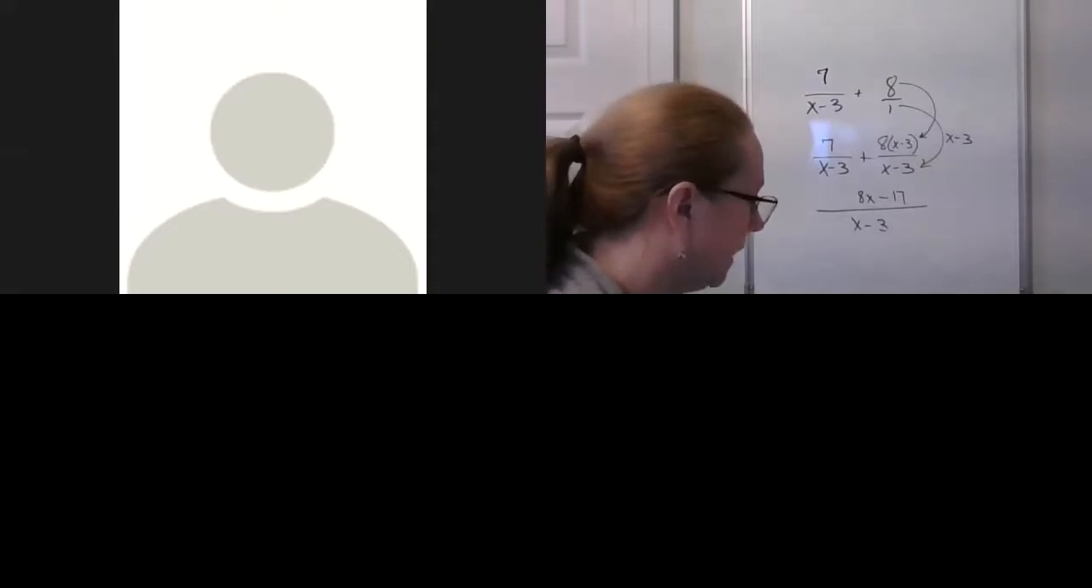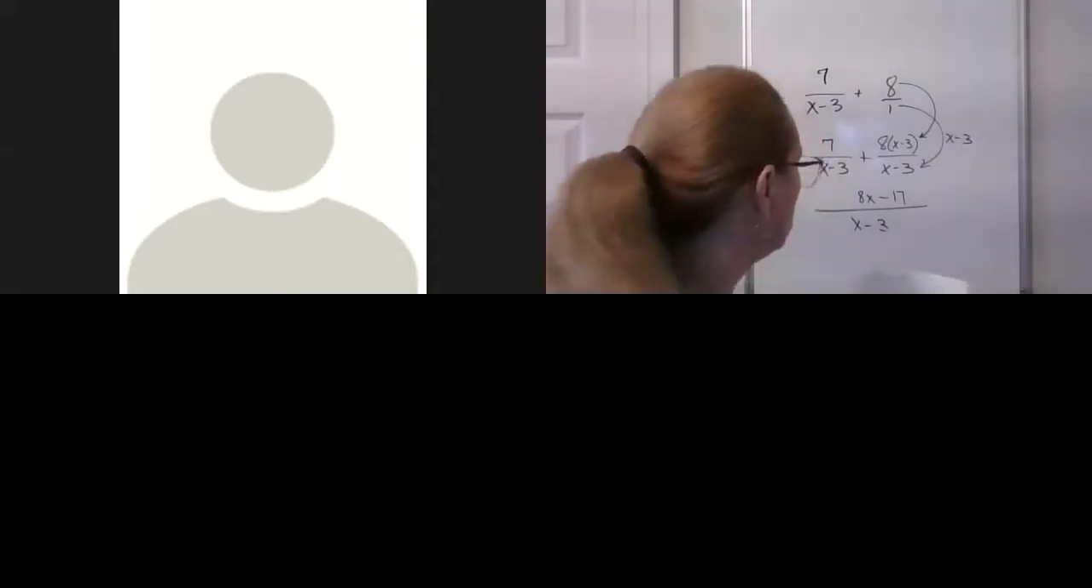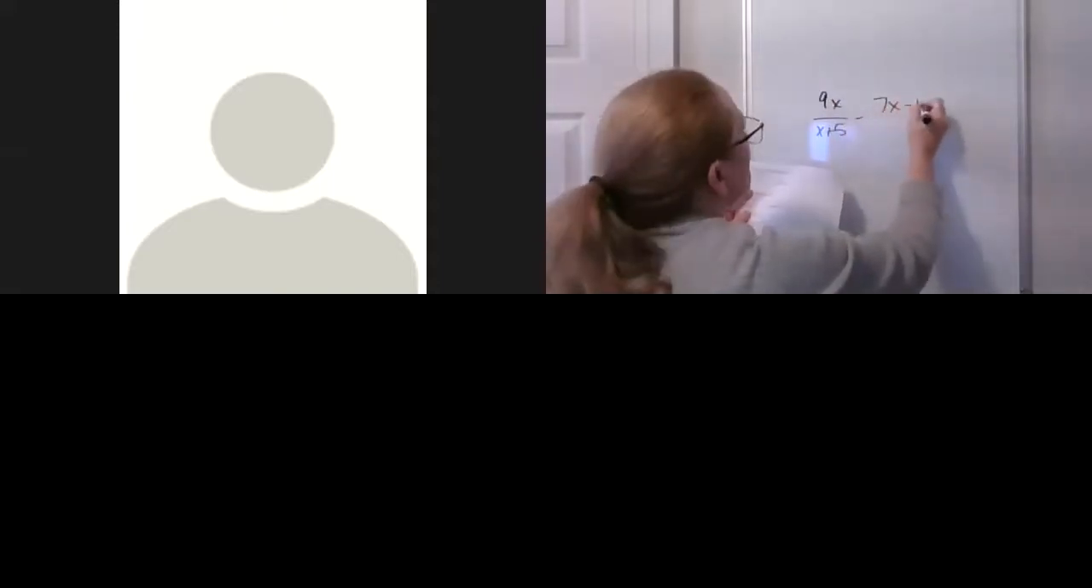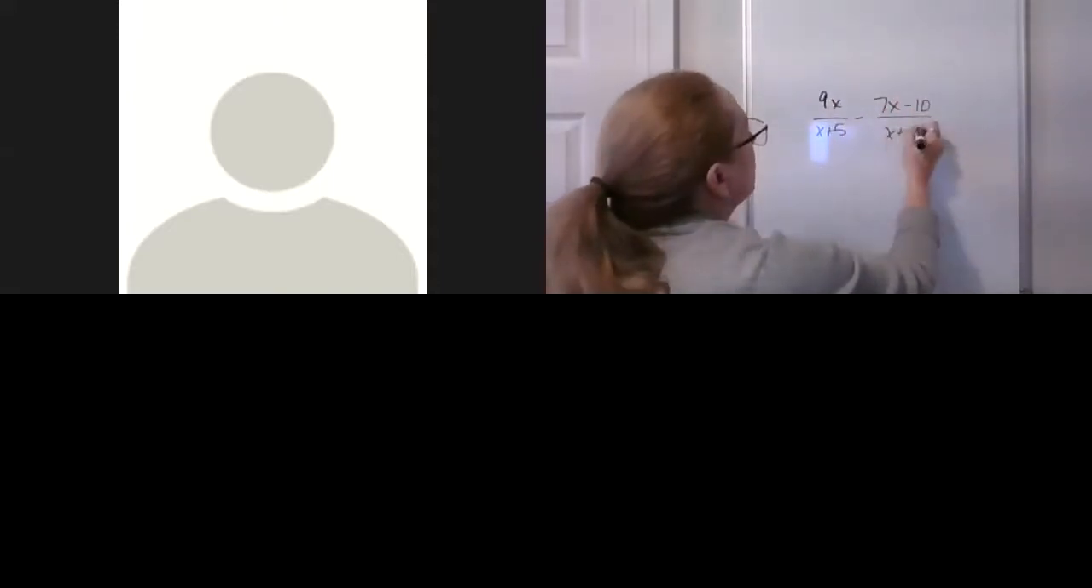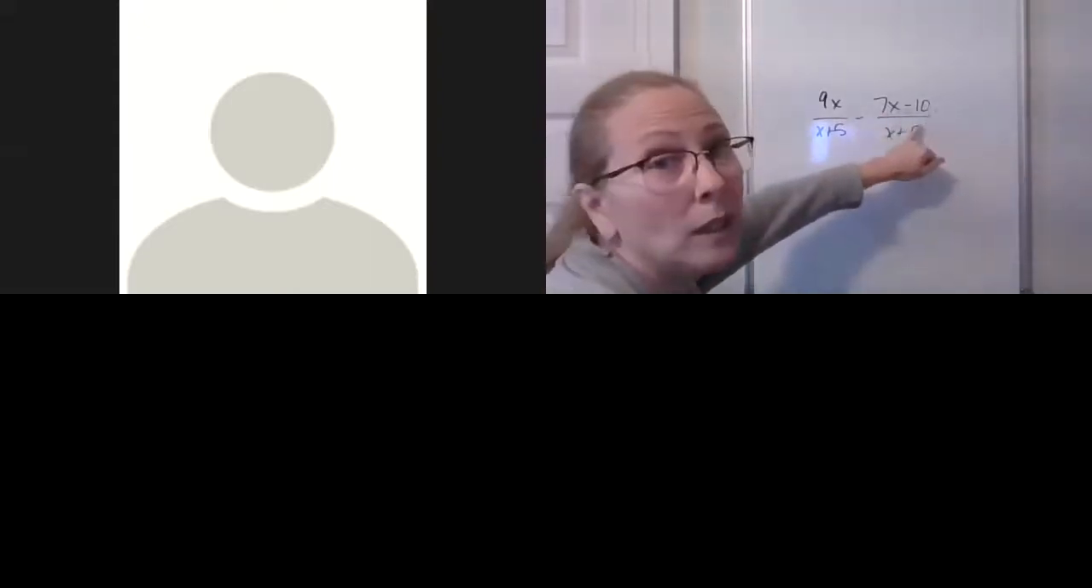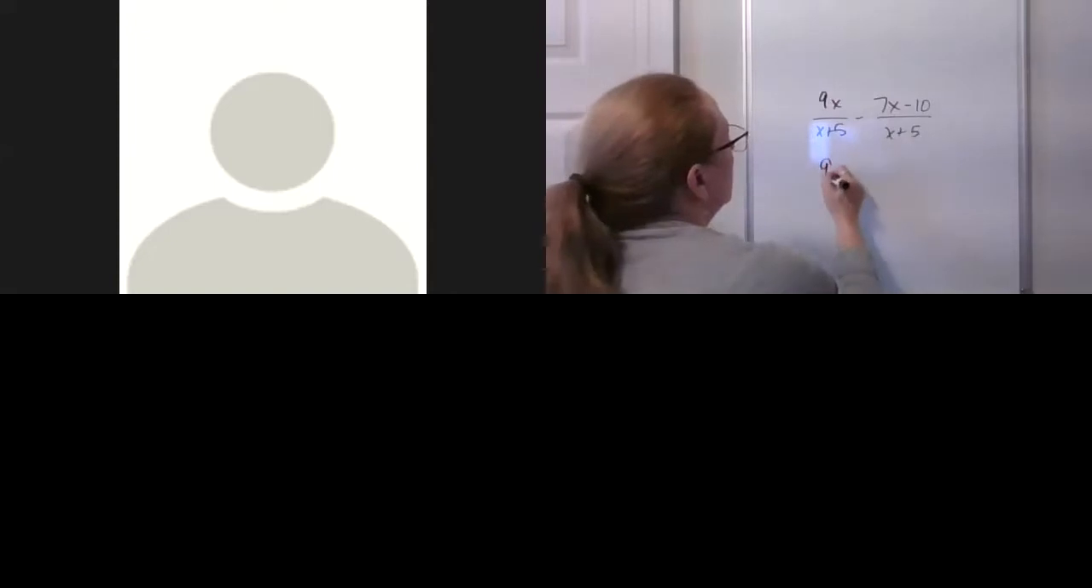Okay, so finally, one with a little bit of subtraction. So we got to watch out for our sign there. 9x over x plus 5 minus 7x minus 10 over x plus 5. So we have to watch out for that negative sign. We have to distribute it all the way through.